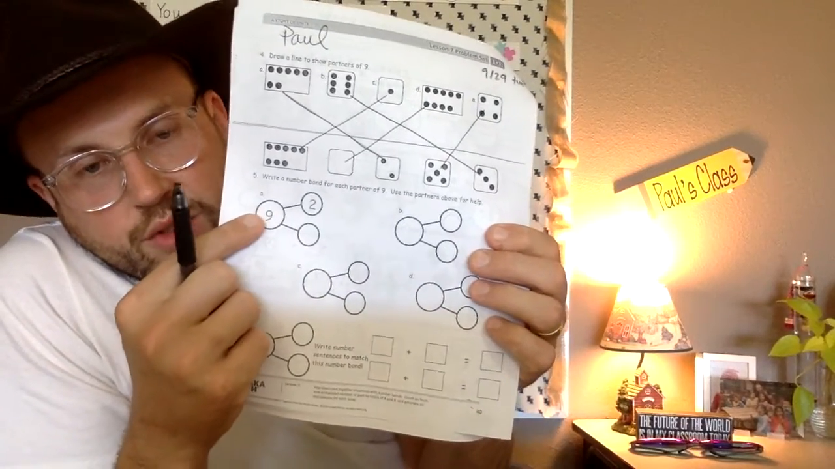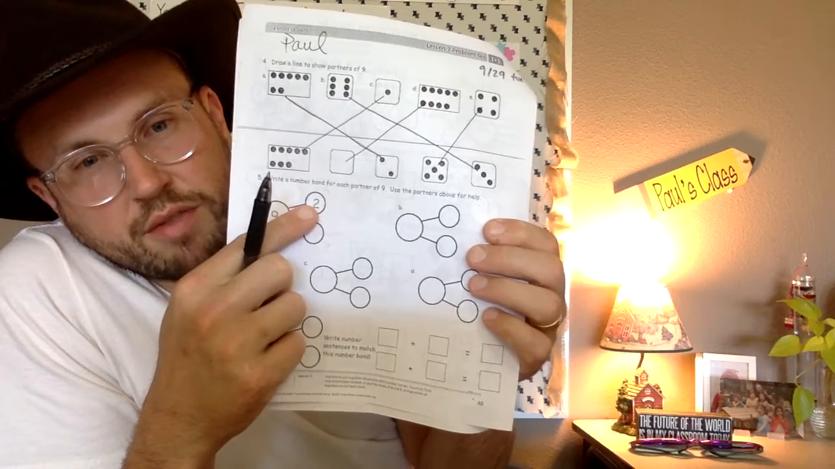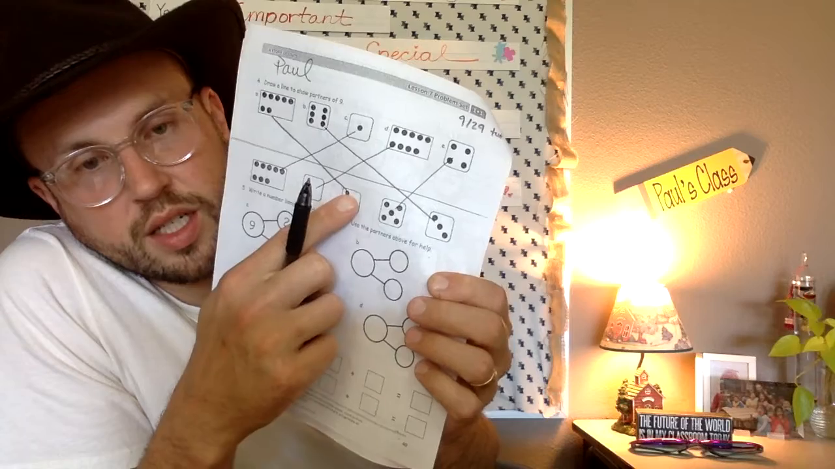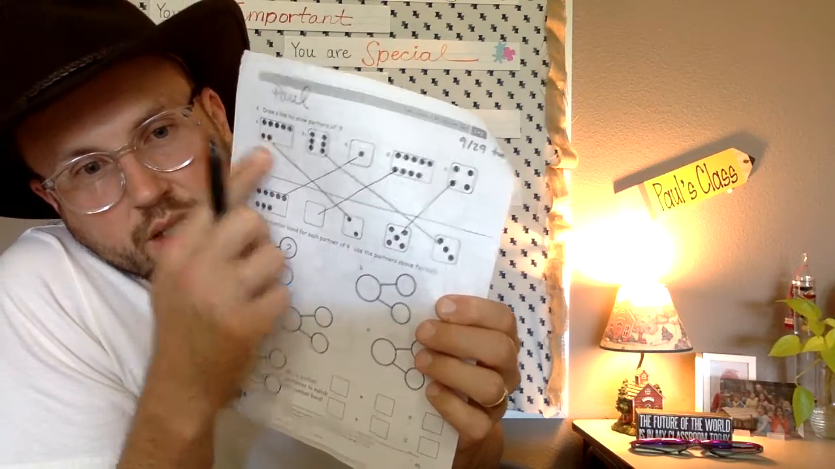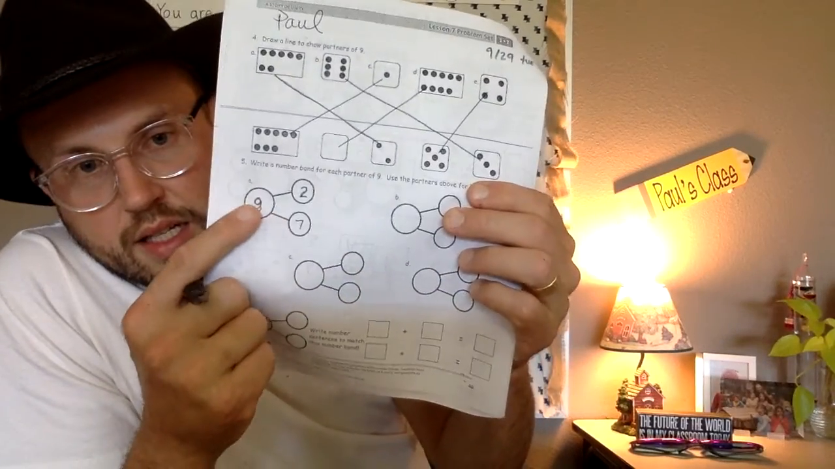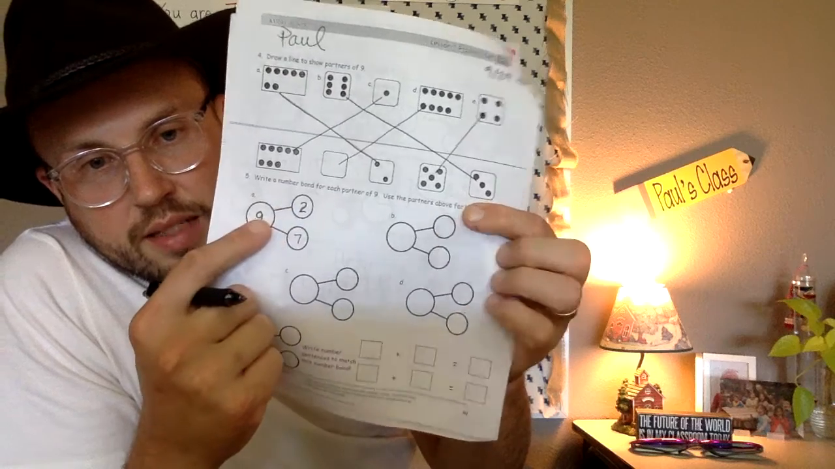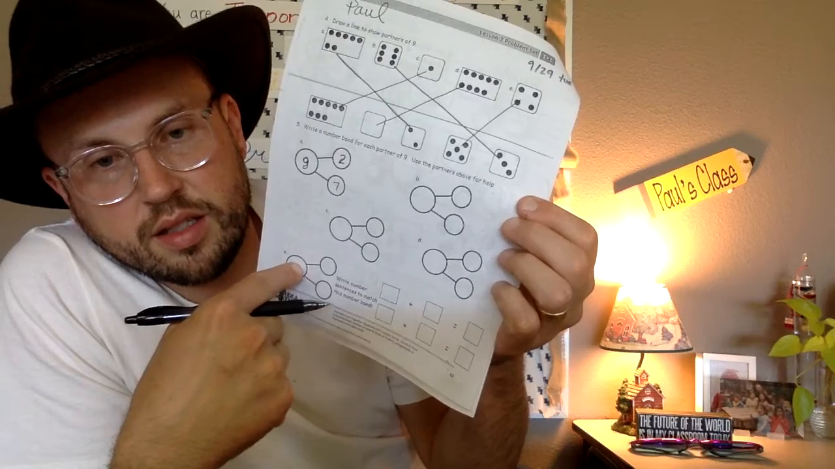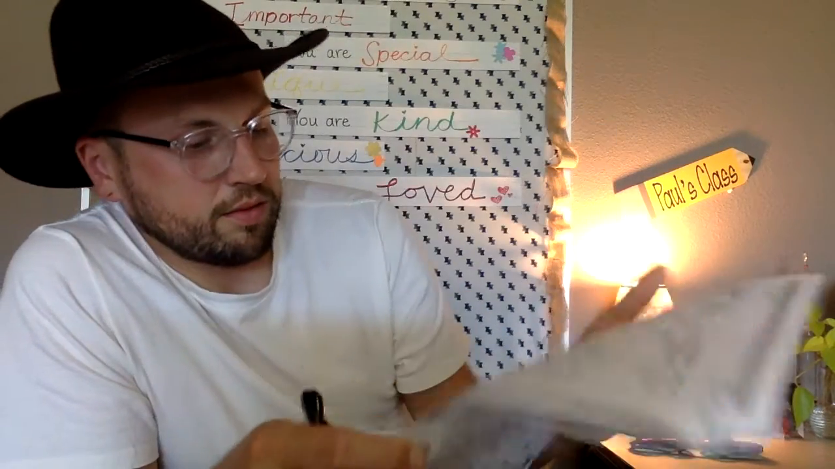Okay? Number 5, write a number bond for each partner of 9. Use the partners above for help. All right, so this is 9, so trace the 9 and 2. If you already have 2, how many more do you need? Well, you can look up here. Here's a 2. What is that connected to? 7. So trace the 9, trace the 2, and write a 7. See that? 9. 7 and 2 makes 9. Okay? And then do the rest of the combinations in these other number bond frames.